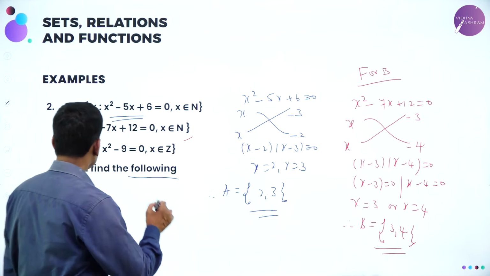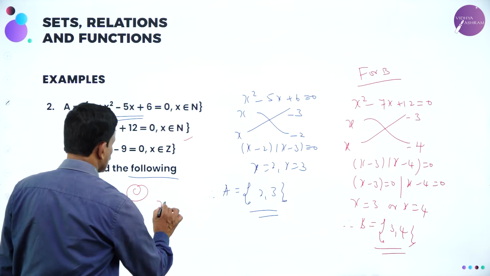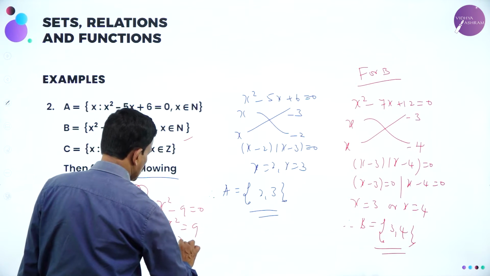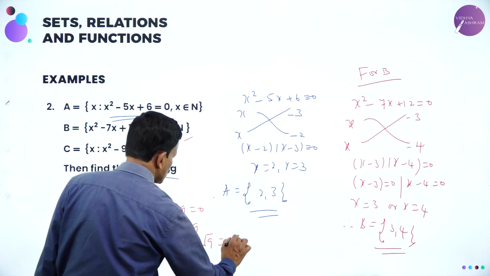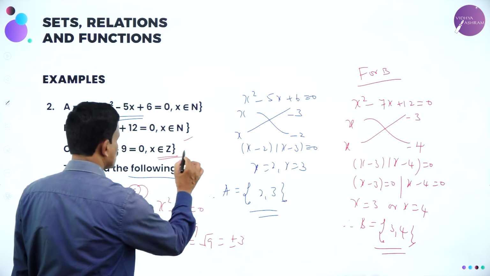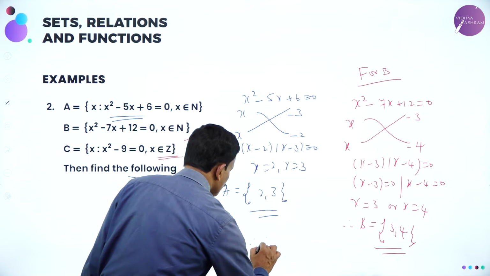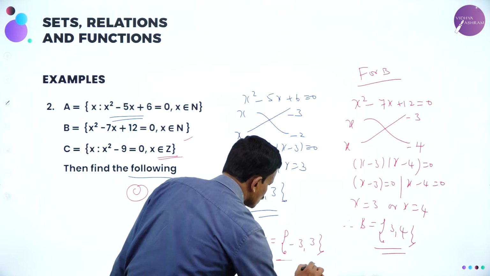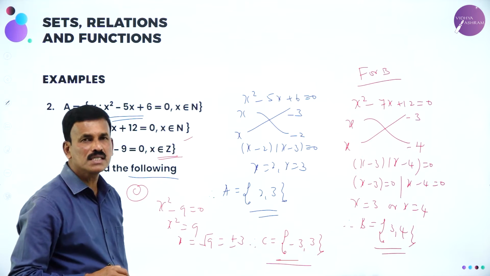The last one, C. What does C contain? x² − 9 = 0, so x² = 9, and x = √9 = ±3. Since this is a set of integers, we can take C = {−3, 3}. So these are the values of the sets A, B and C.